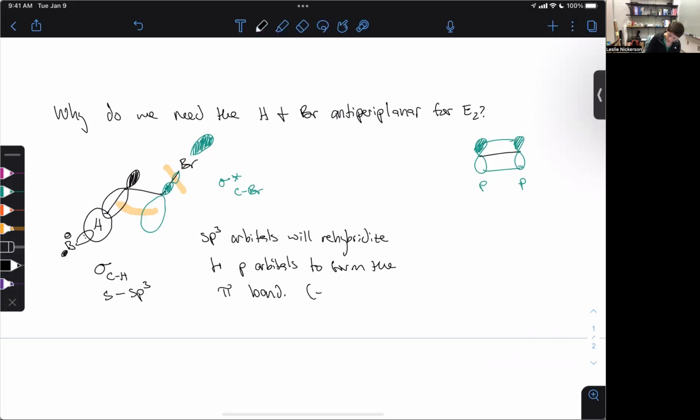Okay, the carbon-bromine sigma bond will be broken in that. Okay, so as we add electron density to that antibonding orbital, that bond's broken, bromine is going to be released, and then we end up with our new pi bond. Okay, so we're going to get to this. Okay, new pi bond. Okay, so that's kind of what's going on in the orbitals.